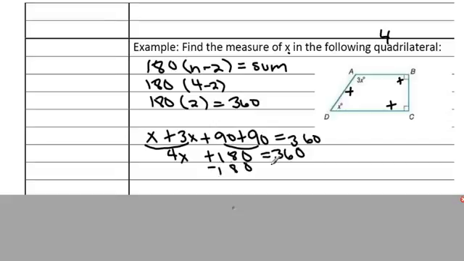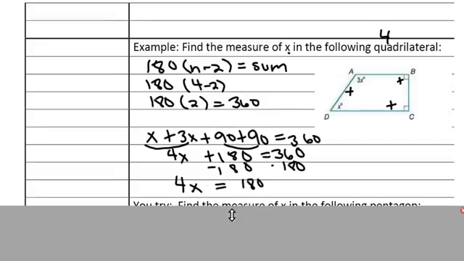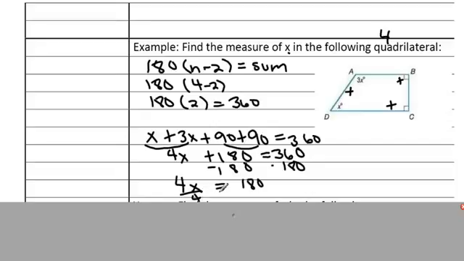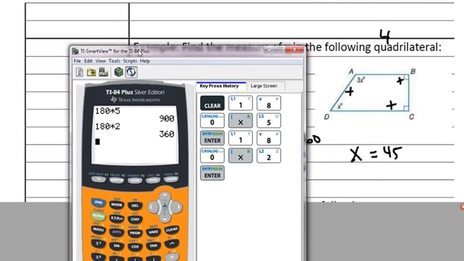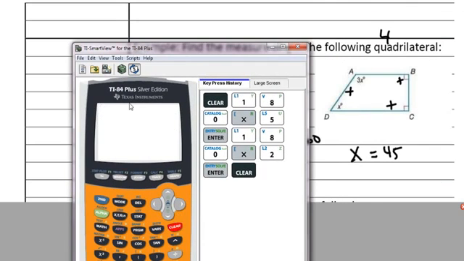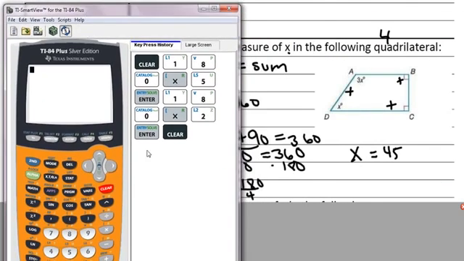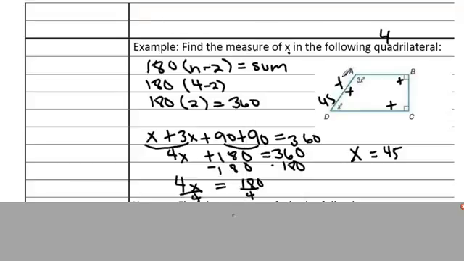I'm going to subtract 180 from both sides. So 4x equals 180. And then I would divide by 4 on both sides. So I'm going to get x is 45. And then of course we want to come back up to our original and check to make sure x was 45. So I'm doing 45 plus 3 times 45 plus 90 plus 90.